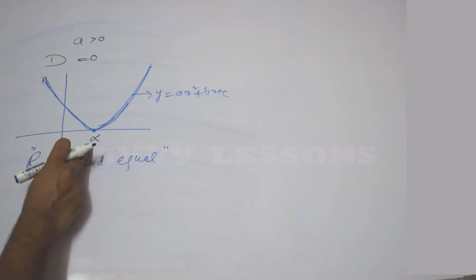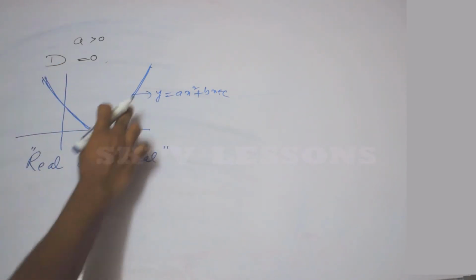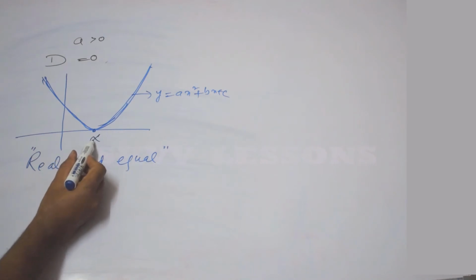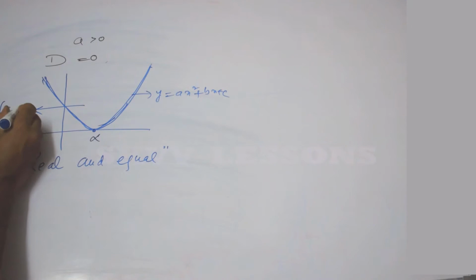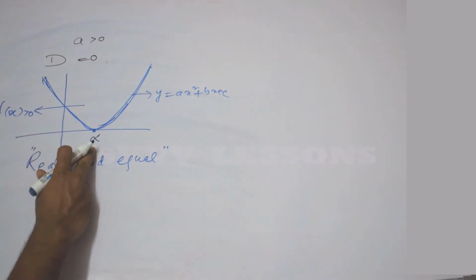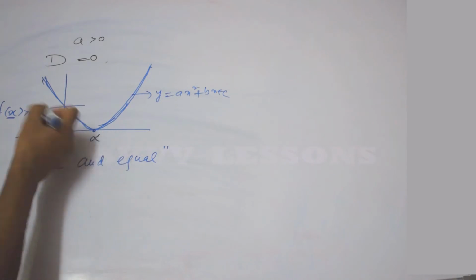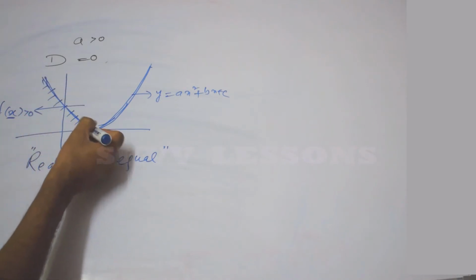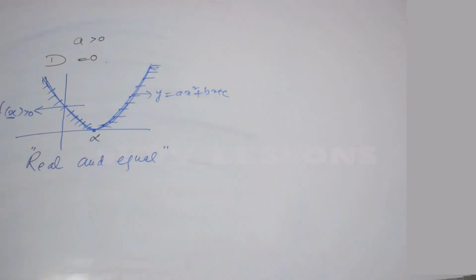Now you can see here once again the graph is entirely above the x-axis except at the point alpha. So what is the meaning of that? Function values are always positive except at alpha. If you take in place of x any real number other than alpha, it will become positive because the graph is totally above the x-axis. So here I summarize these three results.